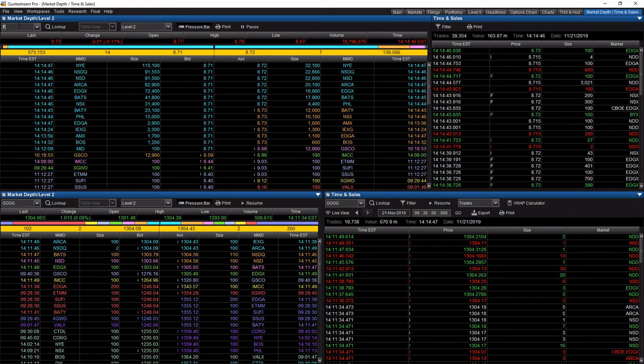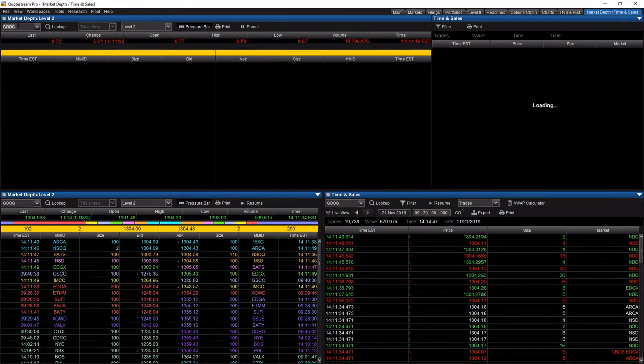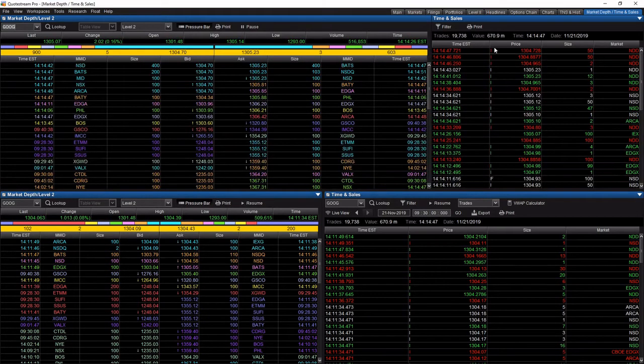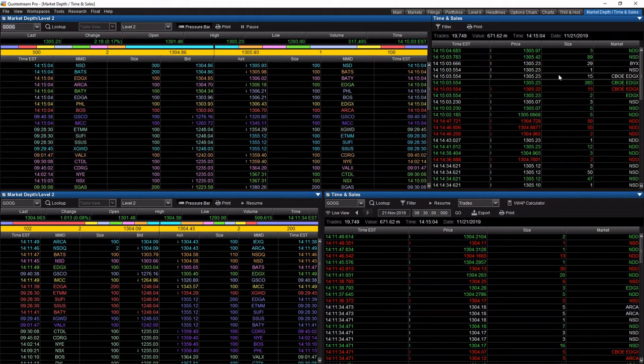So let's go back to Google because it's a little slower. And so you have the type of trade that went through, and you can see it on both, right? So there's odd lots, and I for odd lot, F is intermarket sweep. We won't get into the definitions of these. Odd lot is based on the exchange rules. For the most part, it's 100 shares is typical. Anything under that would be considered odd lot, but please look into that yourself.